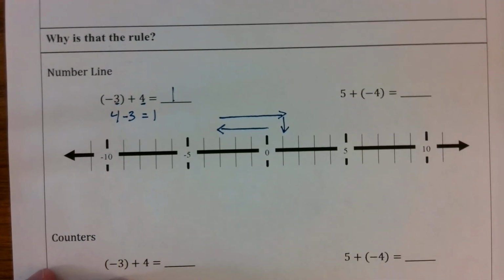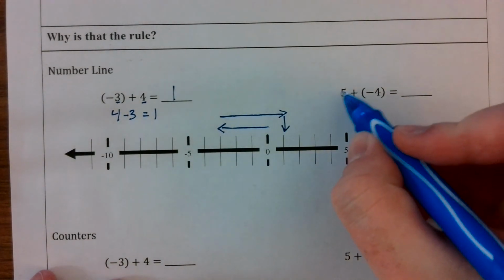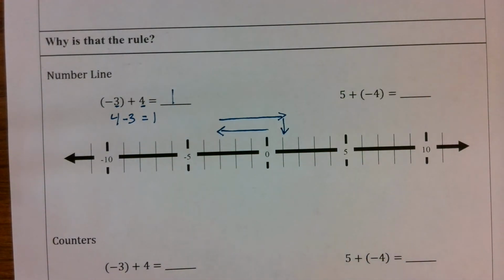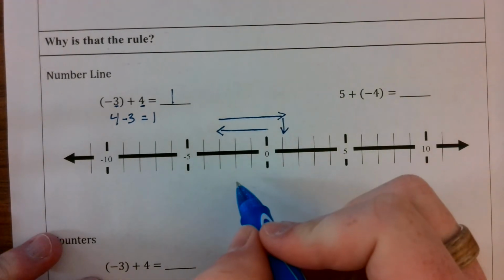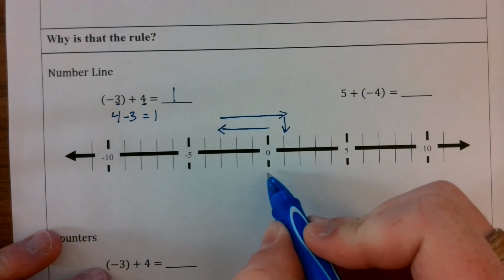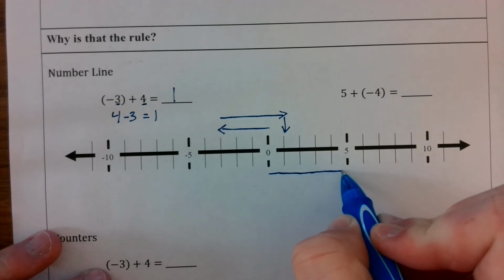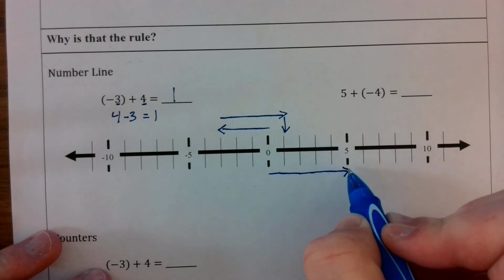Let's look at one more example on the number line. We have positive 5 plus negative 4. I'll do that one on the bottom here. So we always start at 0. I'm going to go over to positive 5. 1, 2, 3, 4, 5. So we end up here at positive 5.